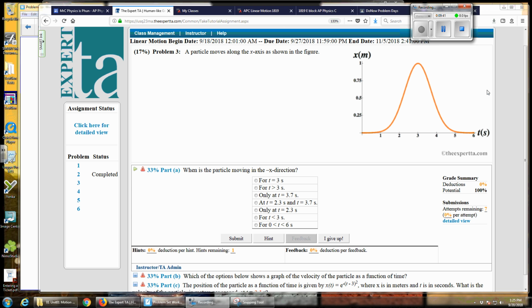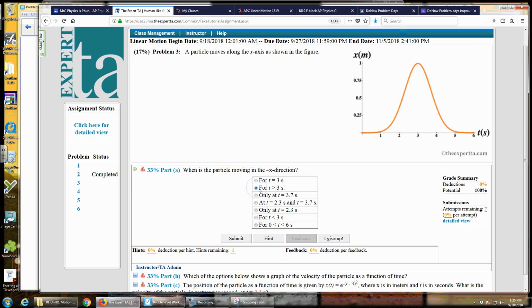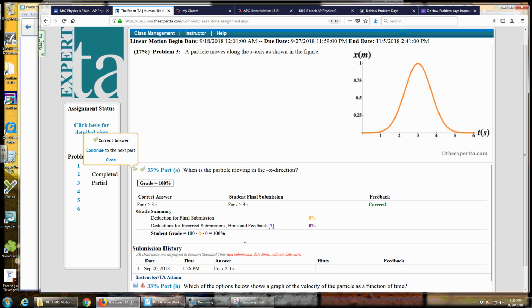Alright. So a particle moves along the x-axis as shown in the figure. When is the particle moving in the x minus direction? So that's asking me when my slope is negative. I would say from 3 until 5 something. So I guess I'm going to have to pick t greater than. Good. All right.